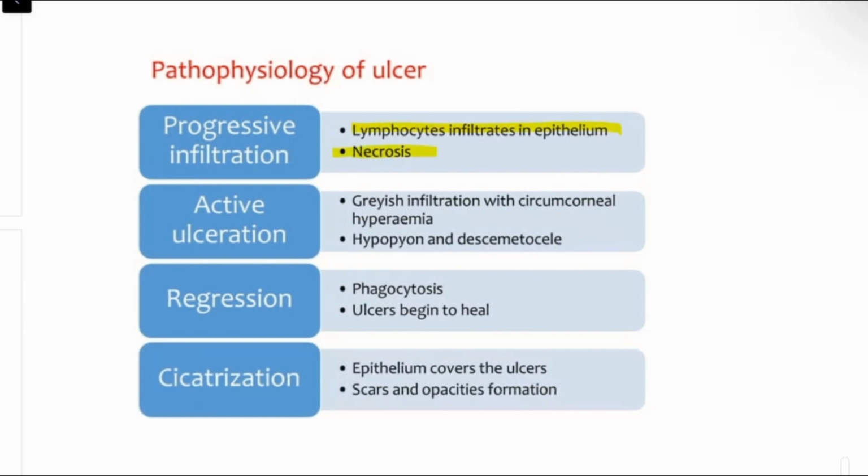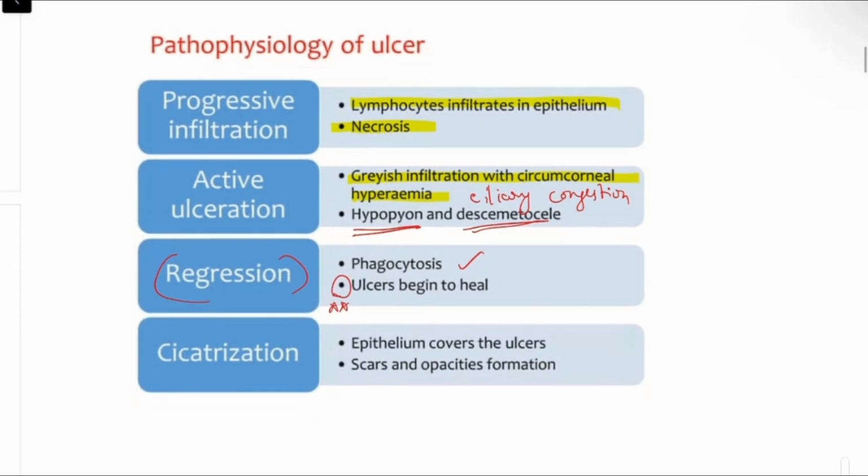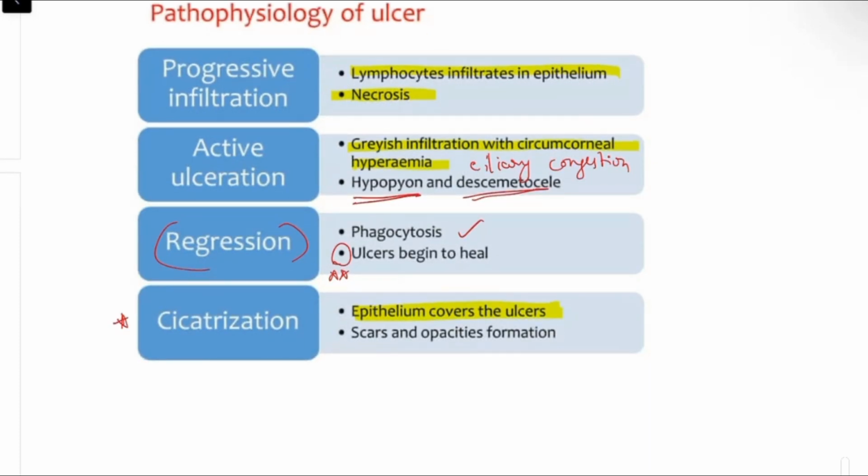Okay. After that, active ulceration, grayish infiltration with circumcorneal hyperemia will be there, and because of this we'll see ciliary congestion. And then there will be formation of hypopyon and descemetocele in this case. After that, our body will try to fight it back and there will be regression. That is phagocytosis. The body is fighting and the ulcer begins to heal. That is the stage of regression. After that, the stage of cicatrization, where the epithelium which was normally present has now become opaque. Why has it become opaque? Because of the formation of ulcer. Like, corneal ulcer will heal with opacity.